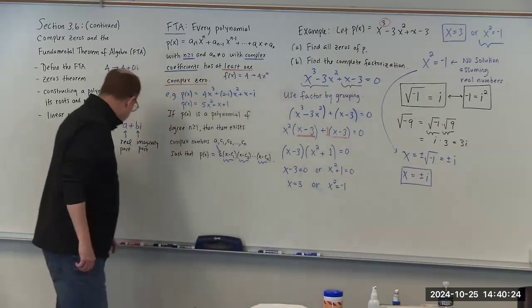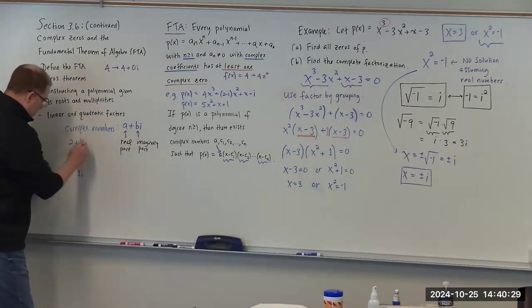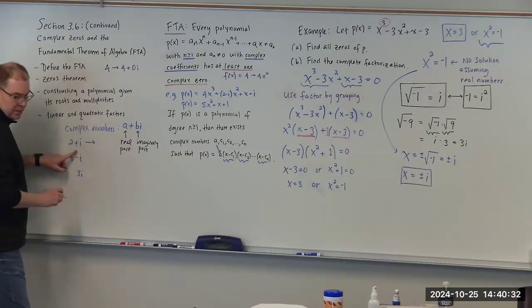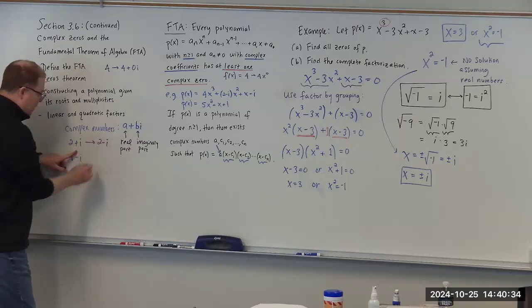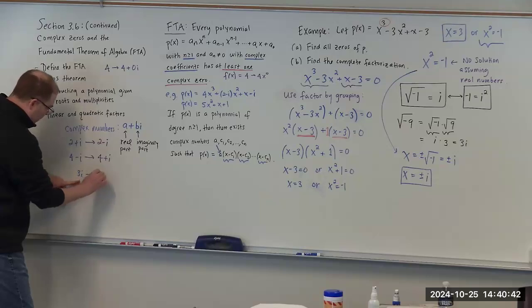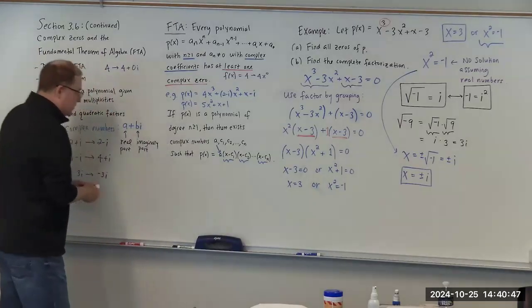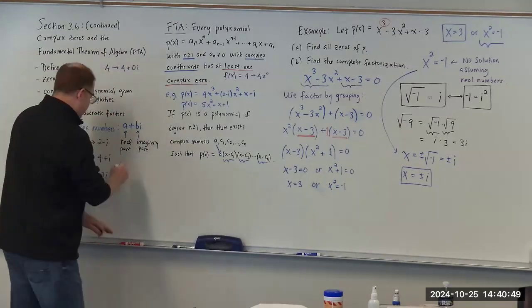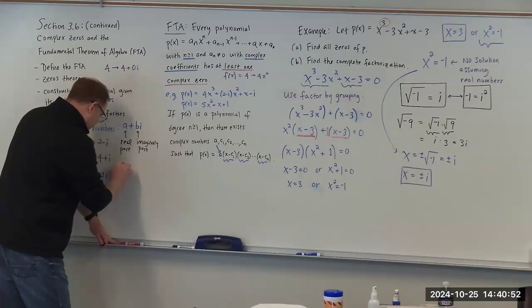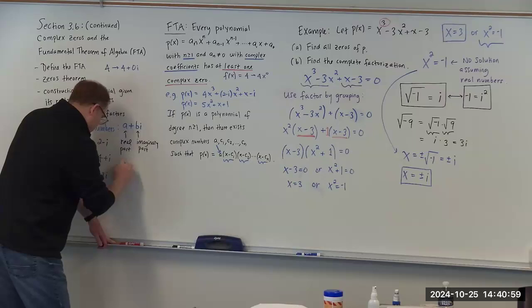So let me explain that over here. The complex conjugate of this number would be 2 minus i. The complex conjugate of 4 minus i would be 4 plus i. The complex conjugate of 3i would be minus 3i. So the general definition is that if we have a plus bi, I can write it like this.